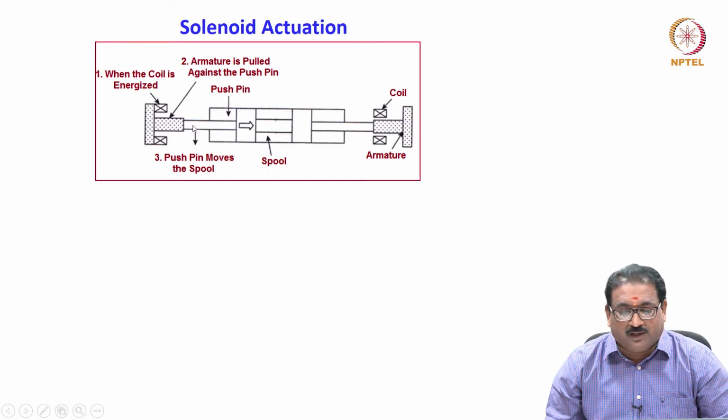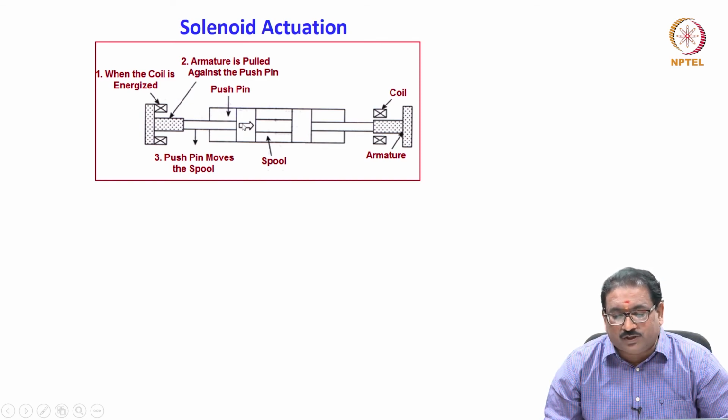It is connected through one rod to the solenoid arrangement. A solenoid consists of an armature and coil. When you supply current here, electromotive force pushes the spool. If left is energized, or if right is energized, the electromotive force generated on the armature will push the spool like this. In this sketch, the left solenoid is actuated. When the coil is energized by supplying current, the armature is pulled against the push pin.